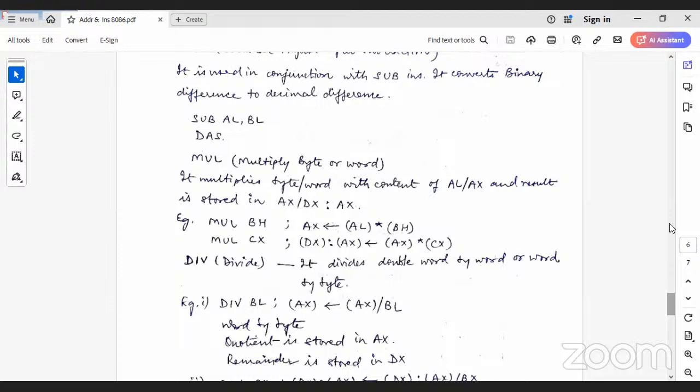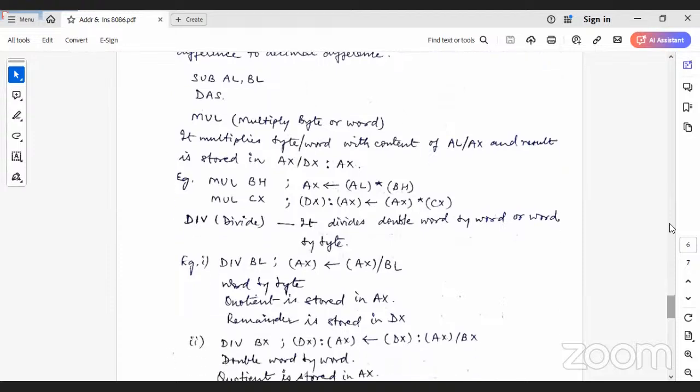Similarly, now the divide instruction. Now in this divide instruction, whenever you are doing the division, again A by B you will say. A by B means it will have a quotient and sometimes it will also have a remainder. Now where is the quotient stored? Where is the remainder stored? So this is what you have to know when you are using DIV instructions. So the example is very clear for you.